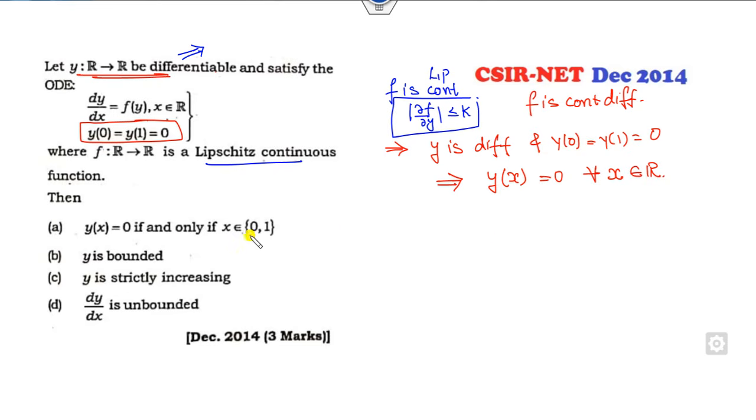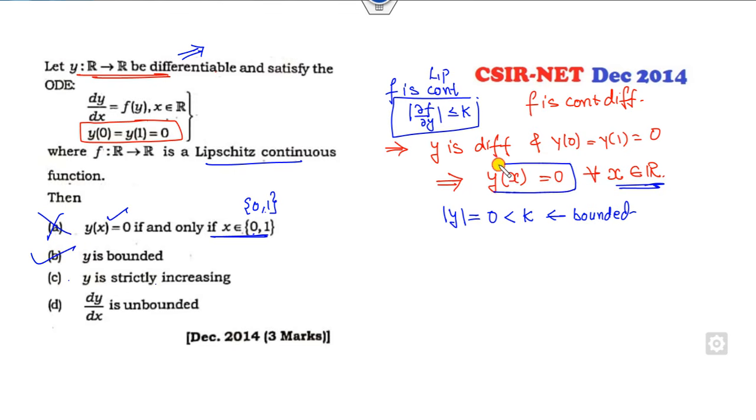Clear? Now look at the options. y is 0 if and only if x is either 0 or 1, but it is for all x, so this option is cancelled. y is bounded, so mod of y is 0, which is less than some k, so it is bounded. Fine. y is an increasing function, but y is neither increasing nor decreasing.